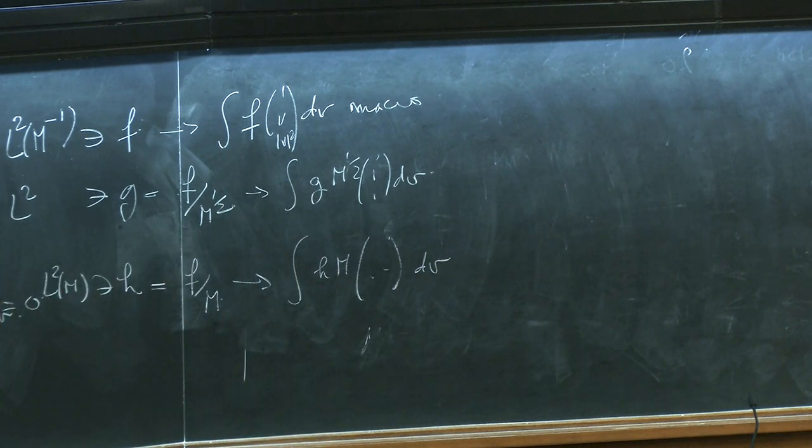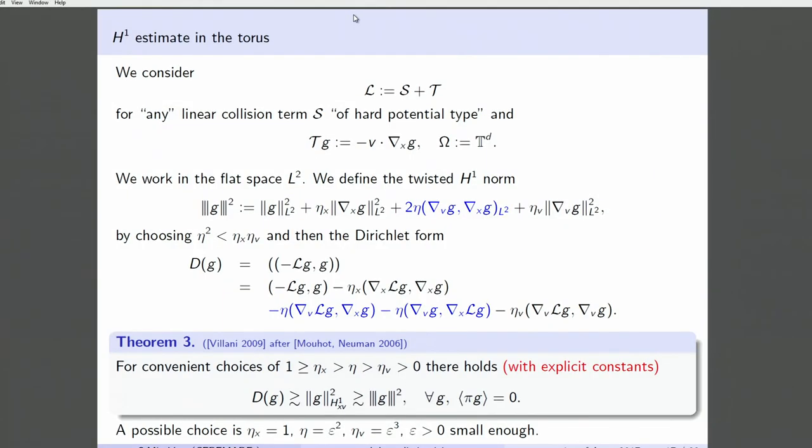And depending, it's good to change the variable of the unknown in order to understand what you are doing. So here we choose the J. So we work in the flat space L2. And then I twist the H1 norm, XV. So L2 part, gradient of X G part, gradient of V J part, and a mixed term. And the Dirichlet form is just this one.